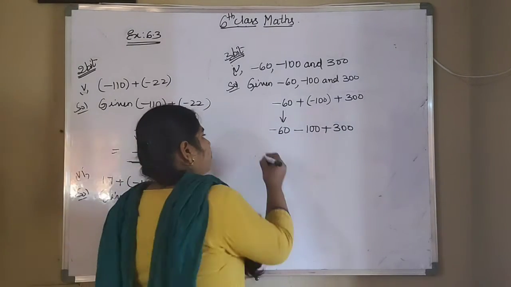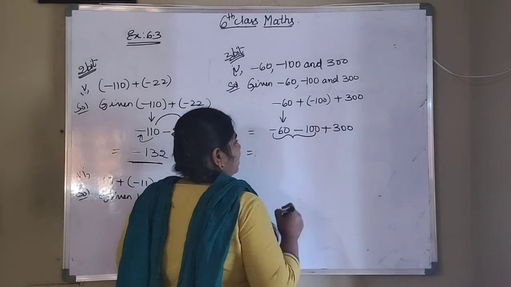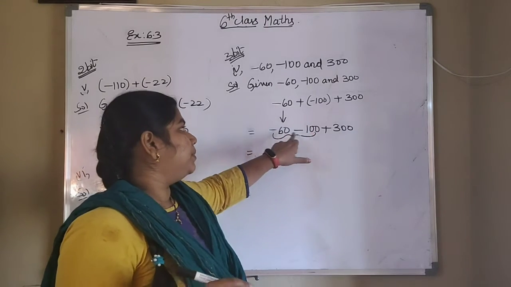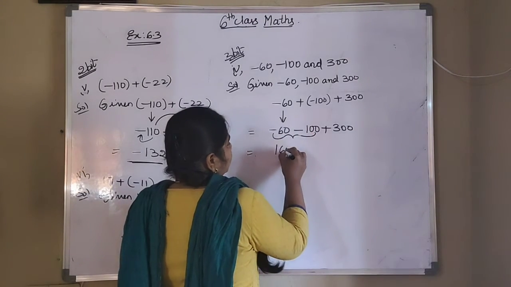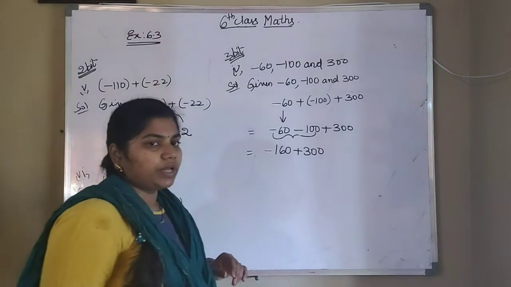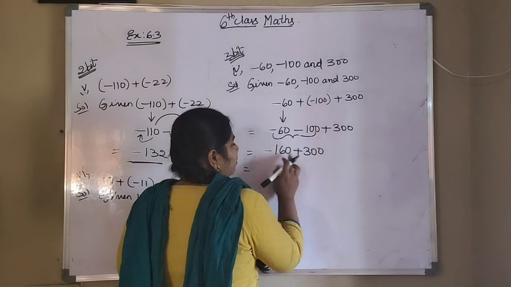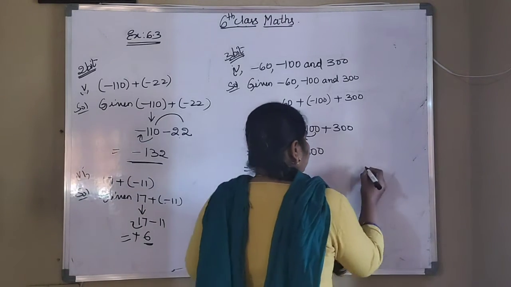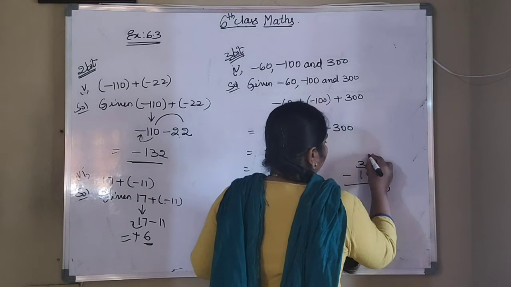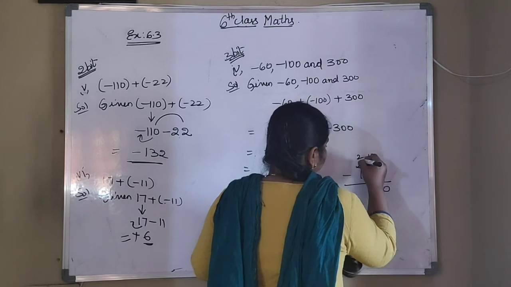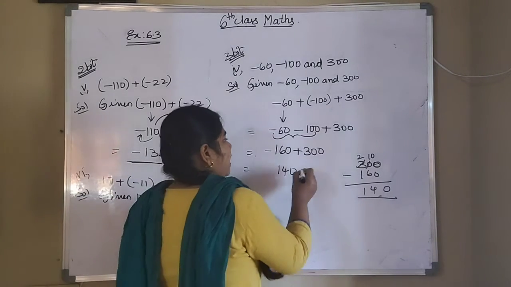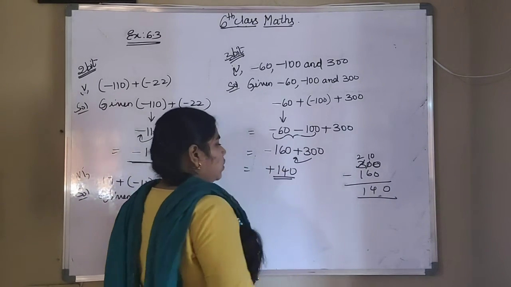Now first two you solve first. Minus 60 minus 100. Minus into minus is plus. So we have to add the numbers. 100 plus 60 is 160. Bigger number sign is minus. Now write this 300 down. Okay. Now solve these two. Minus into plus is minus. So we have to subtract the numbers. So 0 it will be 4 because it will be 10. Here it will be 2. 2 minus 1 will be 1. So the answer is 140. And what is the bigger number sign? That is plus. So the answer is plus 140.